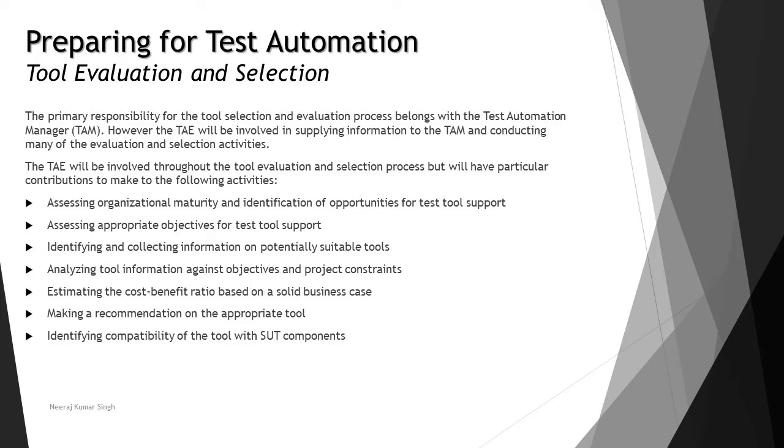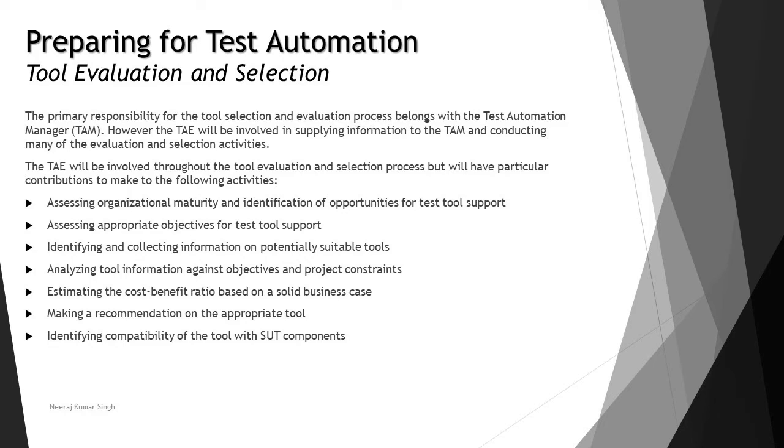But of course, the manager cannot alone take all the decisions. It requires some kind of input from the test engineer as well. So that's where the test automation engineer will be involved in supplying information to the test manager, who will be taking decisions about the tool evaluation and selection. At the same time, activities like conducting a POC, determining what process improvements are required, whether this tool will fit into the process or not, and what the organization maturity is, will all be supported with the help of the test automation engineer.